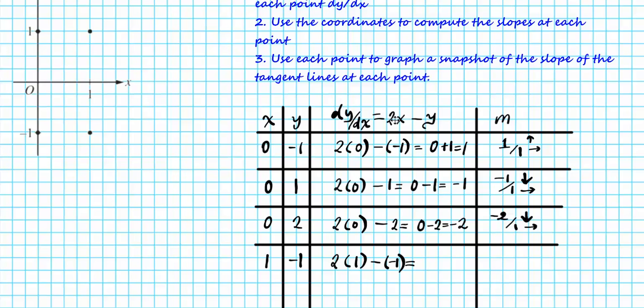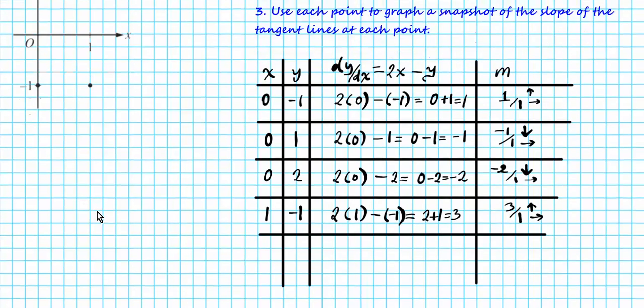Sometimes x could be first or y could be first, so ensure that you're entering your coordinates correctly. Okay, so here we have 2 plus 1, which is 3. So our slope is 3 over 1. We're going to rise 3 and run 1 starting from the point (1, -1).